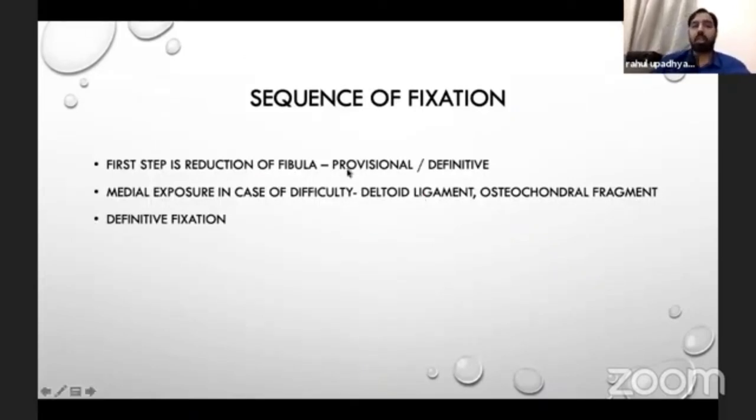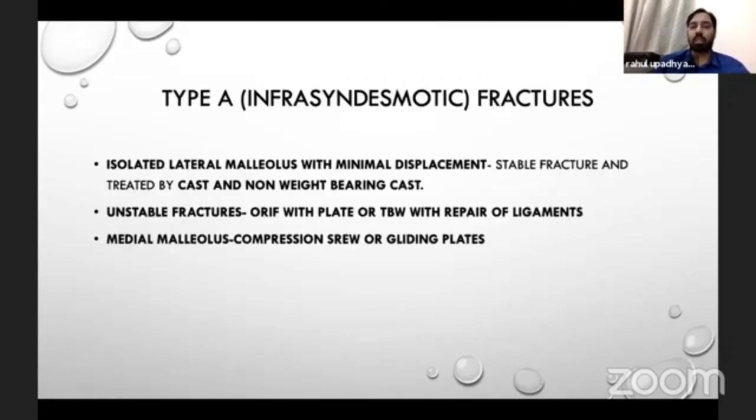Anteromedial, anterolateral, various approaches are there, but whatever the approach, the sequence of fixation has to be first a reduction of the fibula. Provisional, definitive, it depends on how you achieve the length and the rotation. Once you have done that, make sure that medially everything is stable, deltoid osteochondral fragments are not there, and then do the definitive fixation.